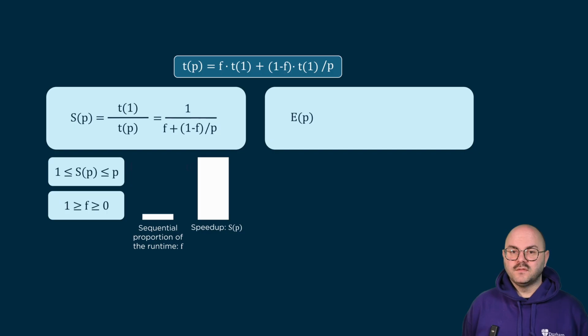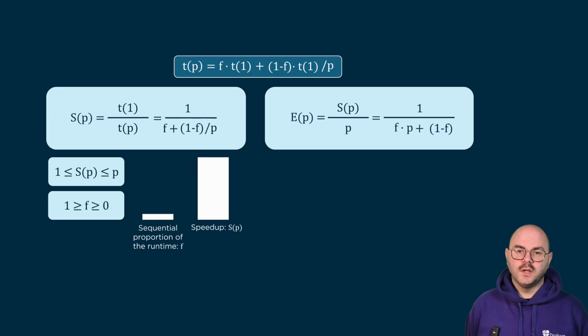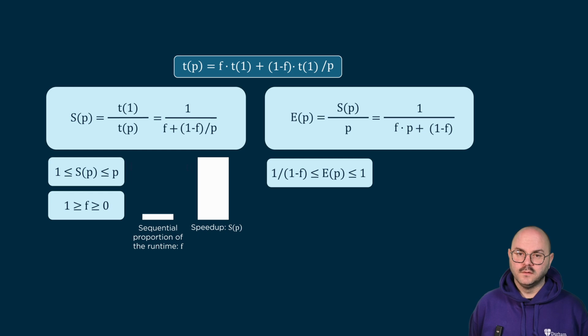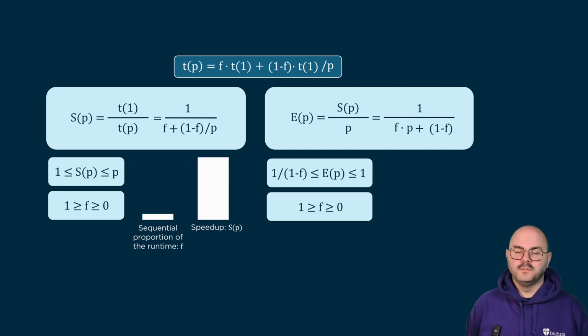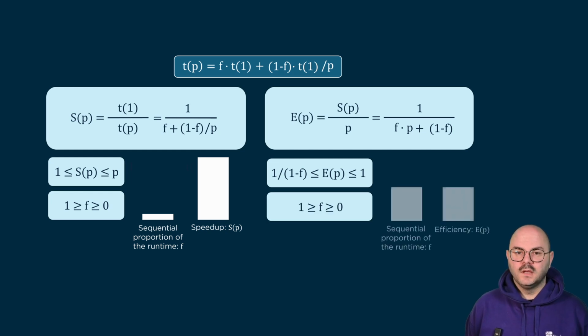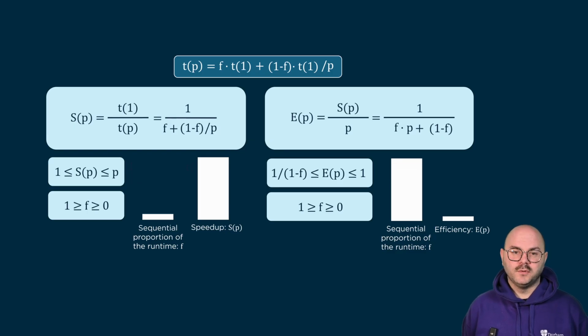Similarly, the efficiency of the parallel program on p processors is given by E(p) equal to S(p) divided by p, which is 1 over f·p plus 1 minus f. This predicts an efficiency between 1 over p and 1, depending on f between 0 and 1. The larger the sequential proportion of the runtime, the worse the possible efficiency.